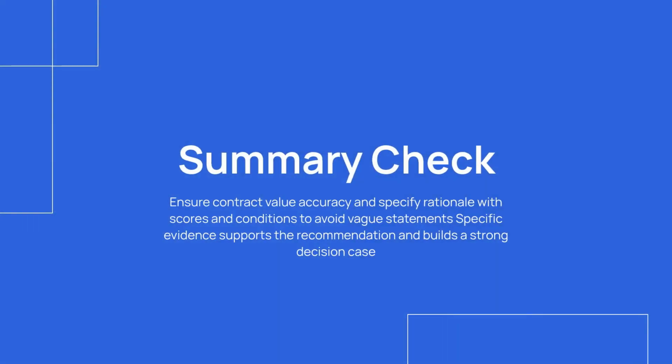Check the summary for accurate contract value. Ensure the rationale names specific scores and conditions. Avoid vague statements. Specific evidence supports the recommendation. This builds a strong case for the decision.